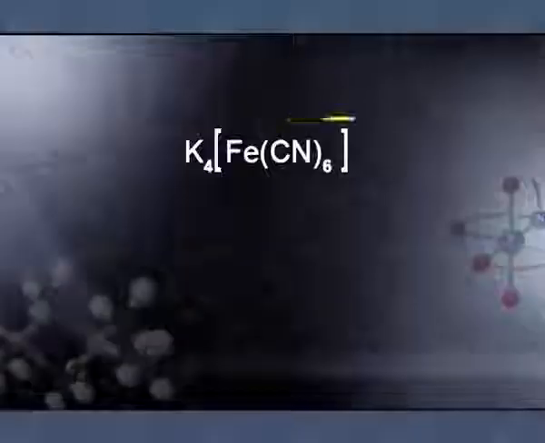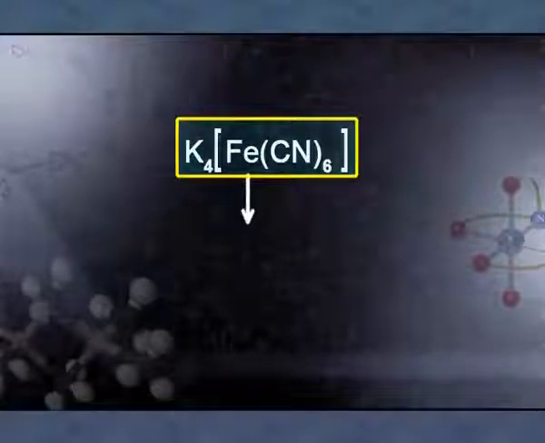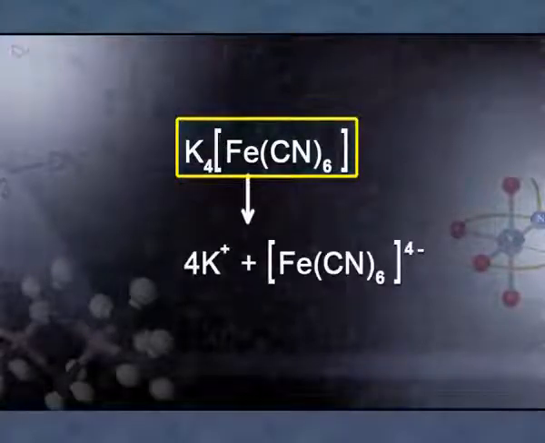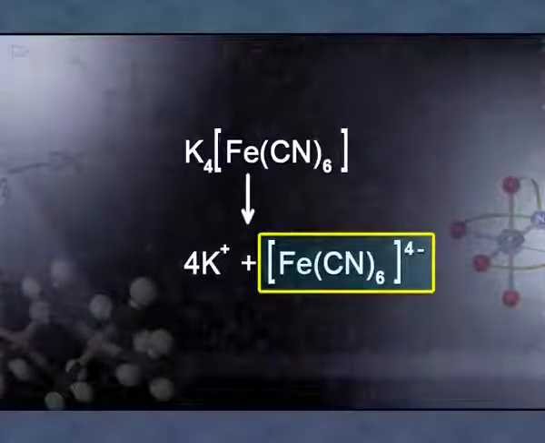Students generally get confused here. If we take K4[Fe(CN)6], it is not a neutral complex. Students should be clear, because this has no charge, but since potassium is present outside the coordination sphere, the overall complex will have 4 negative charge. So this is an anionic complex.